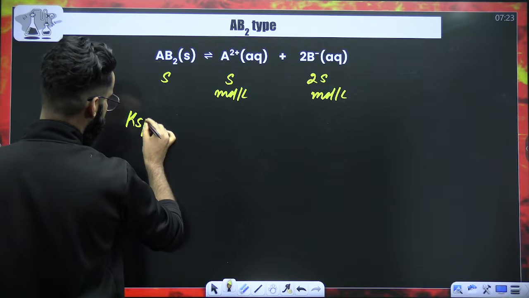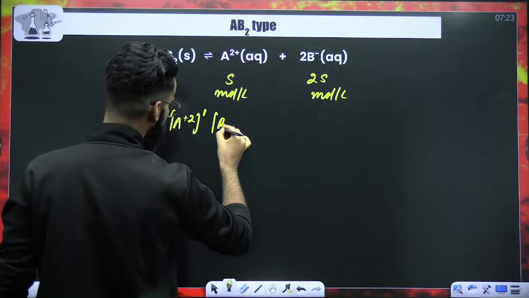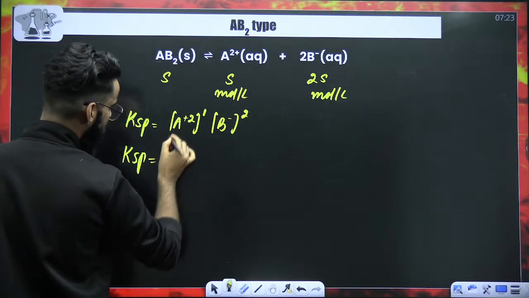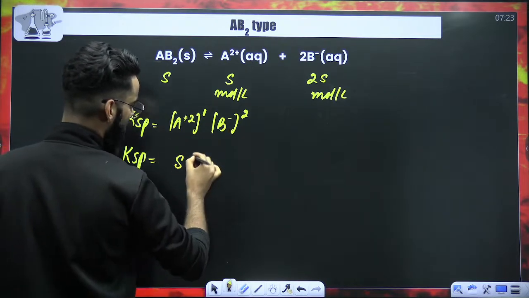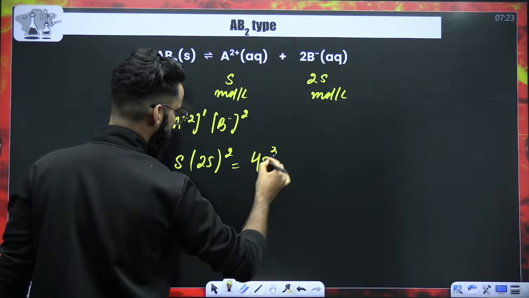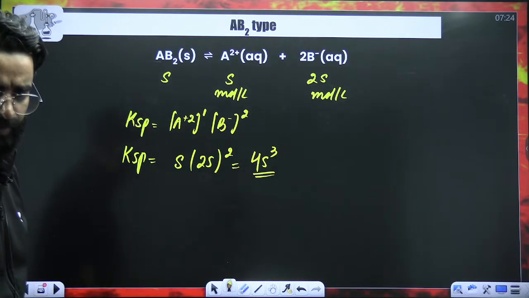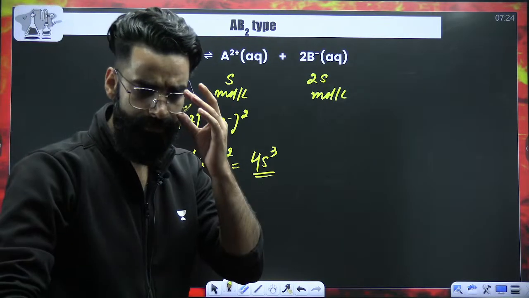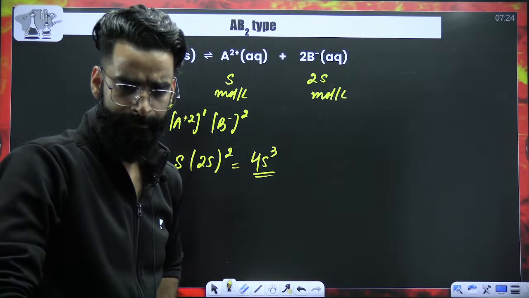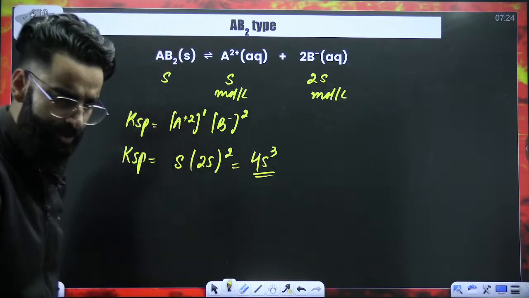Try to write the expression for KSP. KSP is the concentration of A2 positive raised to the power stoichiometric coefficient, times the concentration of B negative raised to the power stoichiometric coefficient. The concentration of A2 positive is S, and the concentration of B negative is 2 times S, raised to the power stoichiometric coefficient. The value comes out to be 4S cube. This is the KSP expression for this particular type of salt AB2. I hope this is clear.